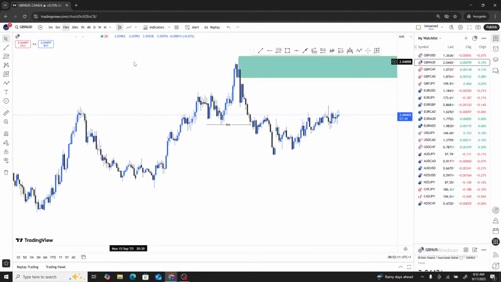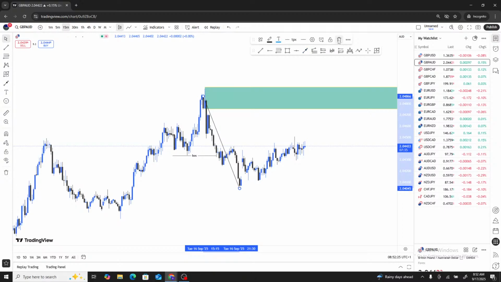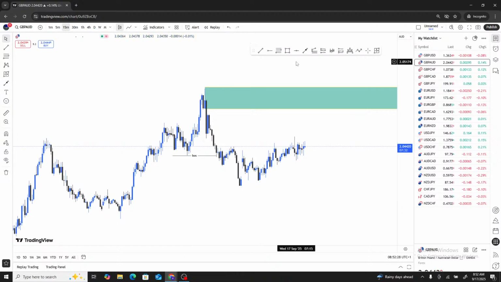As you can see, GBP AUD has broken structure, and we have spotted our order block. You can see the break of structure. Look at the break of structure. It just broke structure. So that is that, and we have marked out our order block. The next thing we look out for is our imbalance. As you can see, there is an imbalance in there.